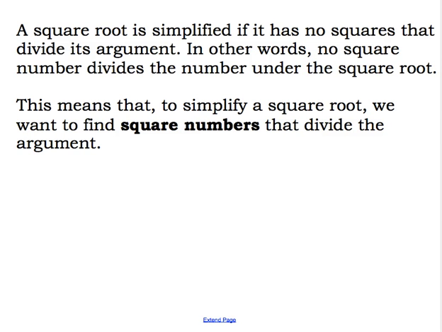In general, we say a square root is simplified if it has no squares that divide its argument. In other words, no square number divides the number under the square root. This means that to simplify a square root, we want to find square numbers that divide the argument.